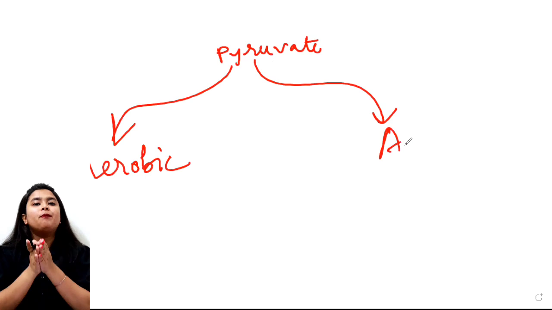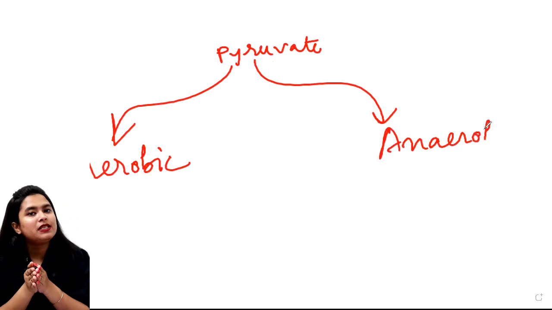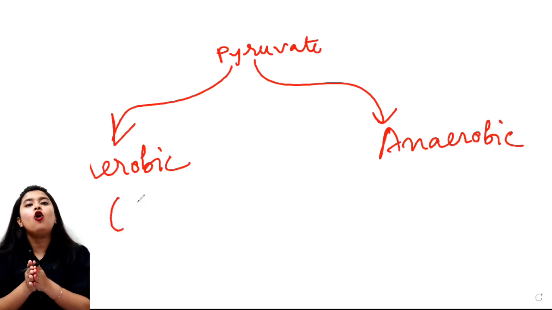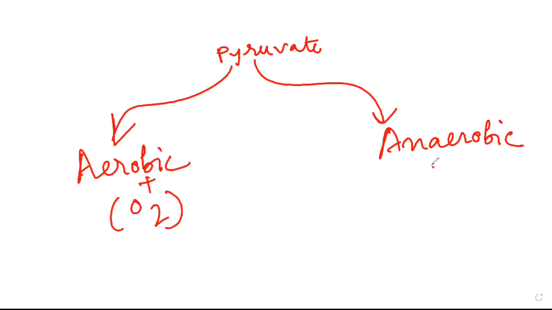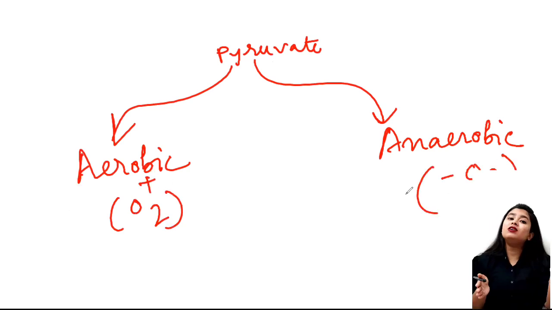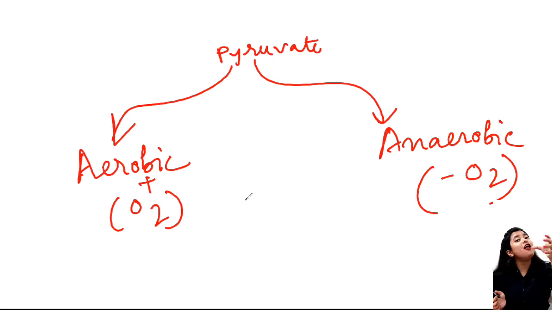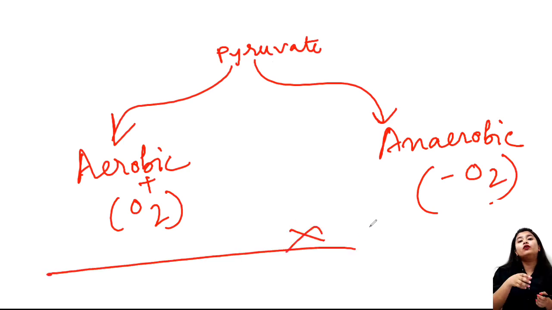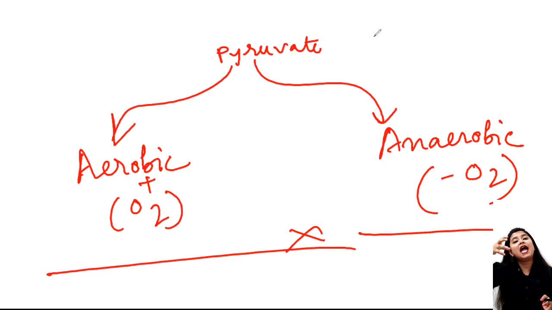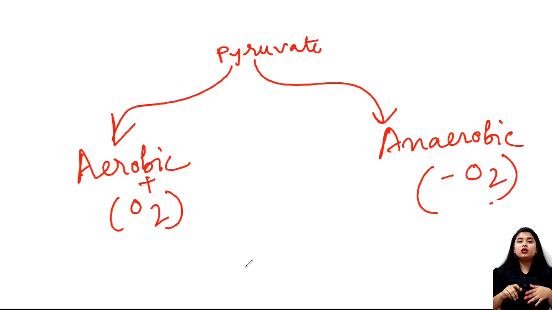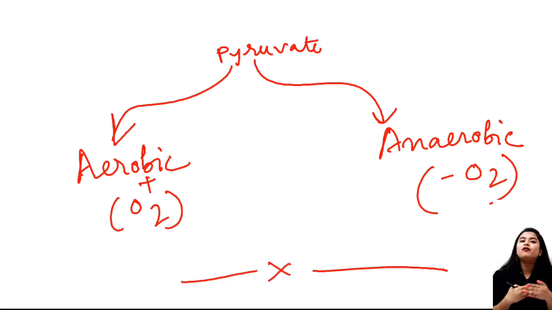So up till this, it was all about the common pathway for both aerobic and anaerobic. After this, the pyruvate will be the common substrate, and after this it will go on with oxygen and without oxygen. So when it goes with oxygen, it will carry on through the aerobic cycle, and when it goes without oxygen, it will carry on through the anaerobic cycle. So this is the whole of glycolysis.